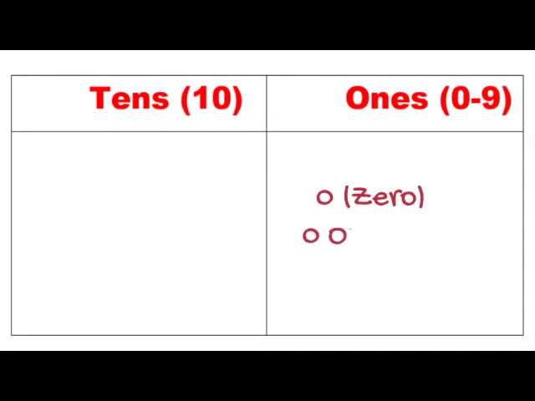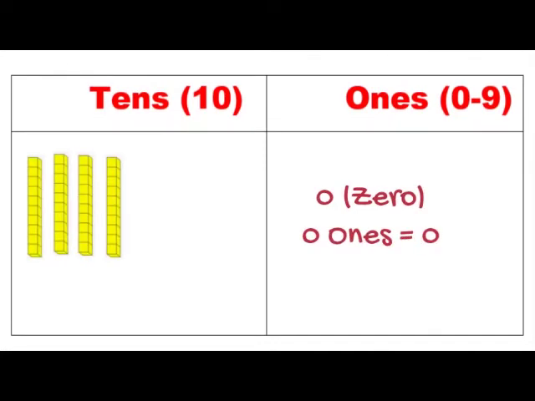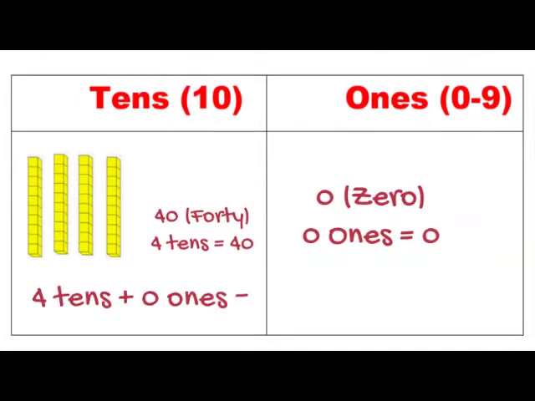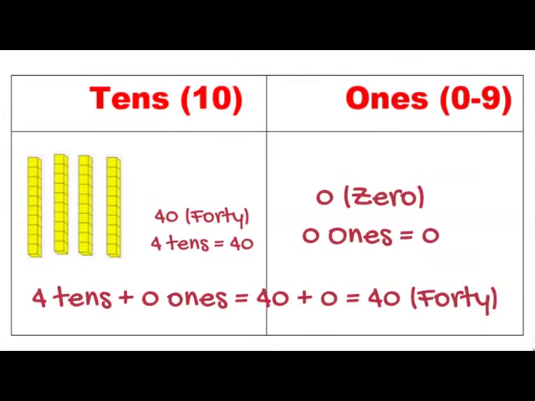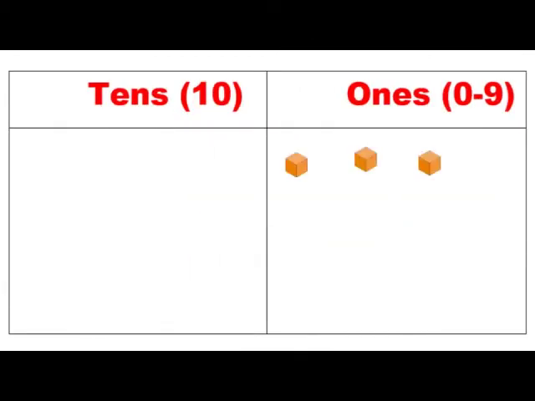Here in the ones column, we have 0. 0 ones is equal to 0. And in the tens column, we have 4 blocks. That makes it, yes, 40. 4 tens is equal to 40. And how do we write this? 4 tens plus 0 ones is equal to 40 plus 0 is equal to 40. Forty, 40 is the number name and 40 plus 0 is the expanded form of the number 40.